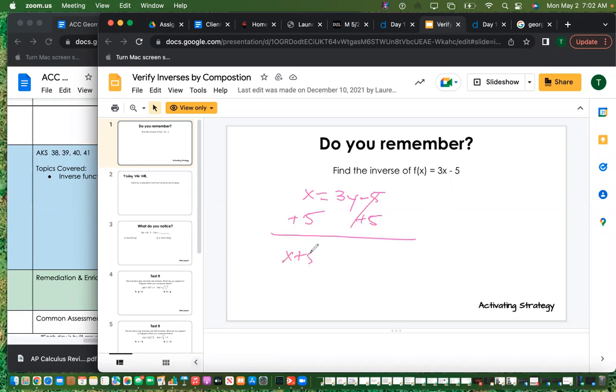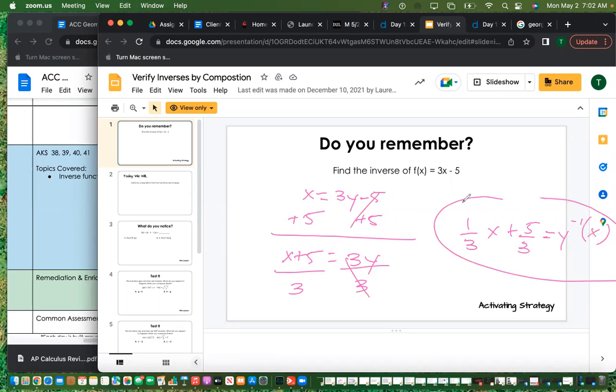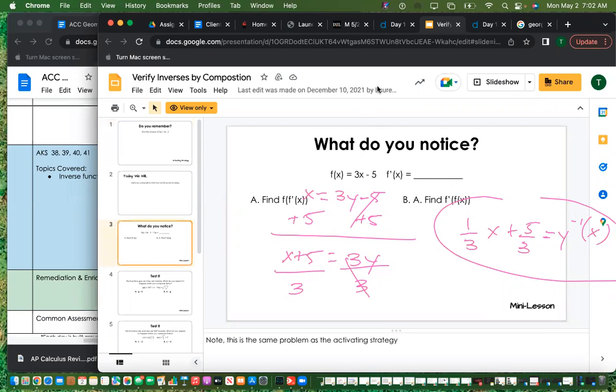So that's x plus 5 equals 3y. I'm gonna divide by 3. And so 1/3 x plus 5/3 is the inverse. And that's how you write that inverse. Okay, so again, remember, switch your x and y and then write it in y equals mx plus b. So what do you notice from this?